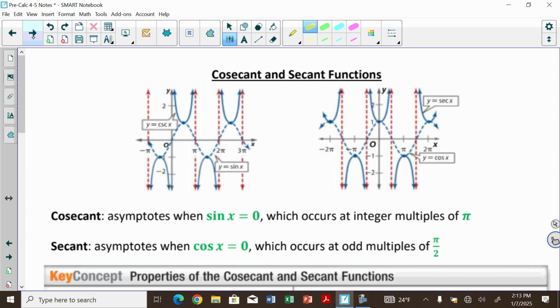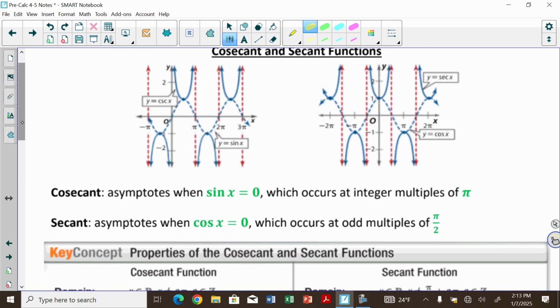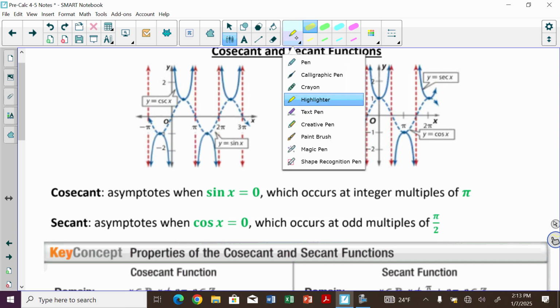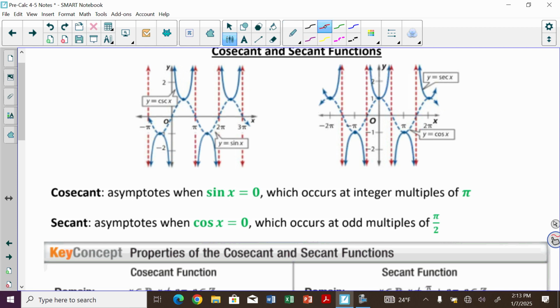So cosecant and secant, you can see these have really weird looking graphs as well. But when you take a peek at it, right here is the sine function, and cosecant is the reciprocal of sine, right? So you can see here's the sine function on the dotted line, and I just drew it in red. When we flip those, we've got a parabola on each side in between those asymptotes that has a maximum or minimum at each maximum or minimum point of the sine.